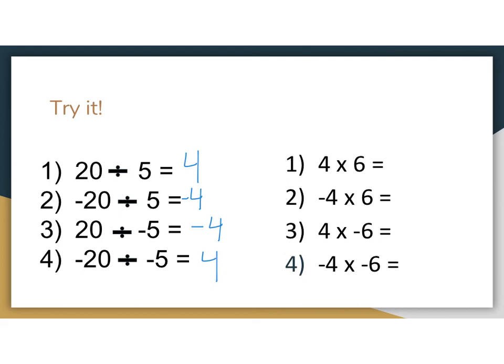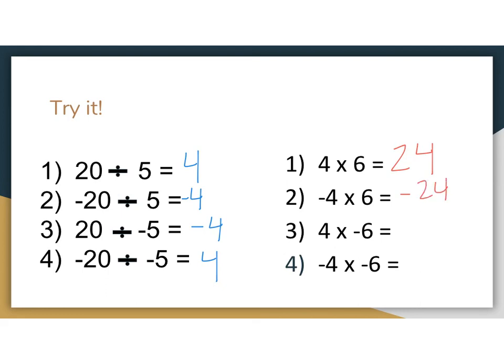So 4 times 6, number 1, 4 times 6, that's going to be 24. And they're both positive, so my answer is positive. Number 2, I have negative 4 times 6. If one of them is negative, then my answer is negative. Okay, so 4 times 6 is 24.